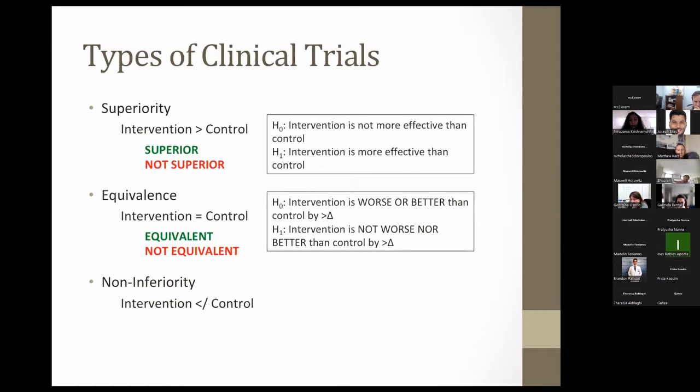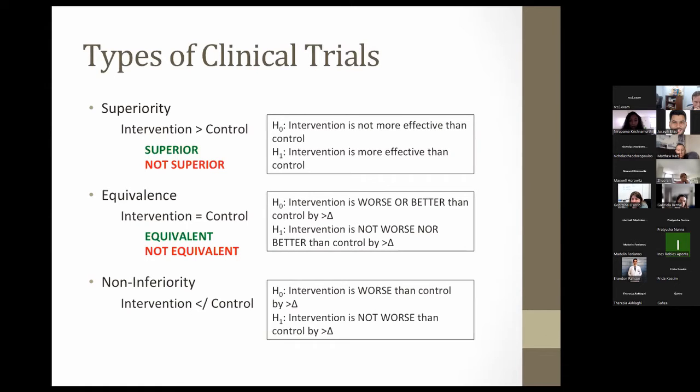Coming to a non-inferiority study, your goal is to prove that the intervention is not worse than the control. So your alternate hypothesis would be that the intervention is not worse than the control by a pre-specified margin. And this is very important, because you need to specify by what amount you're saying it's not worse than the control. And then your null hypothesis would be that the intervention is worse than the control by greater than that delta.